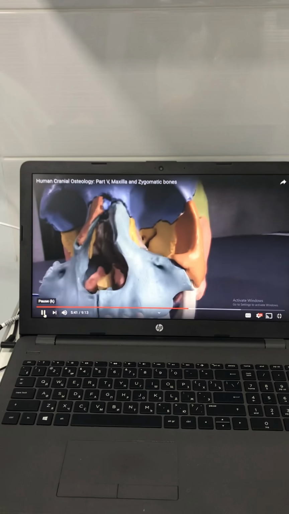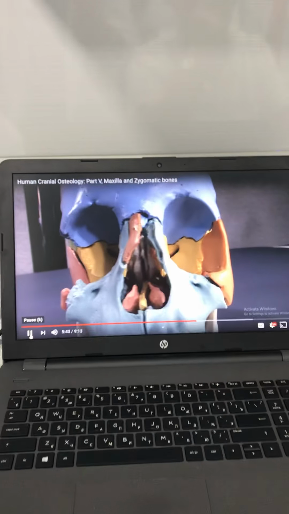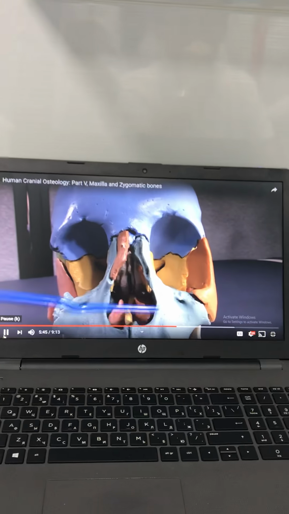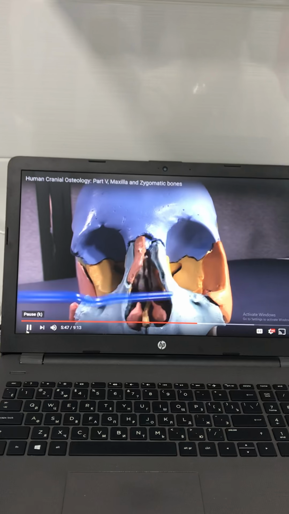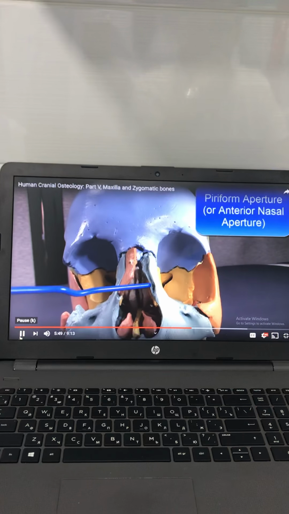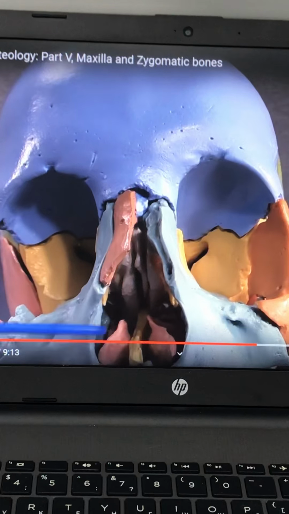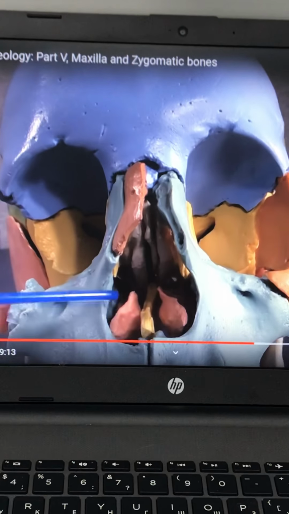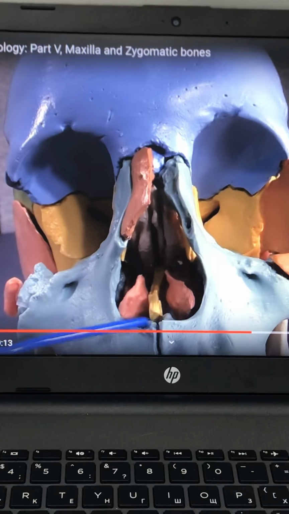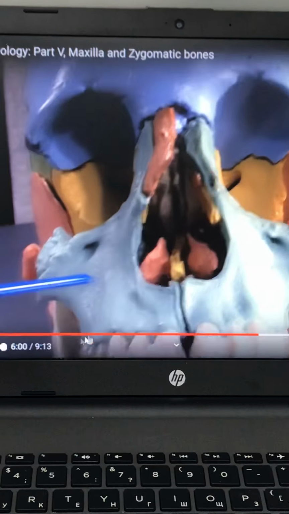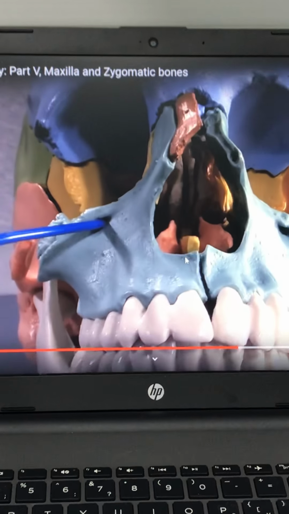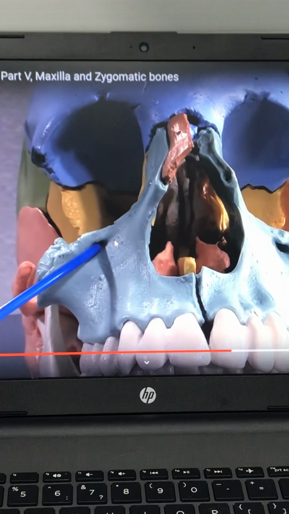The nose hole, which we don't call a nose hole, what do we call this? It's the piriform aperture. It is formed by these nasal notches. So it's the nasal notch of the maxilla here. You can see it on the other side as well.